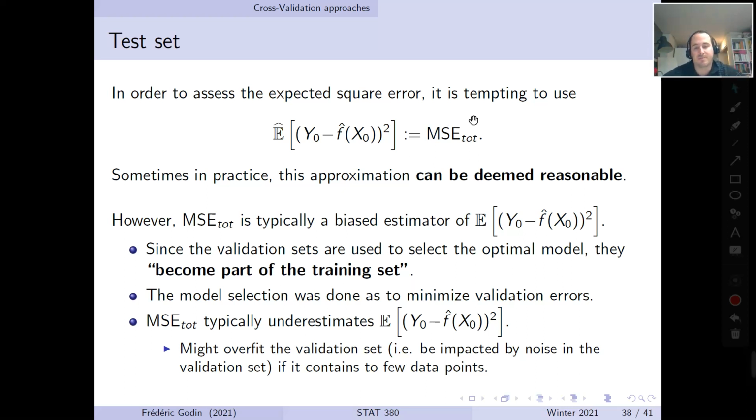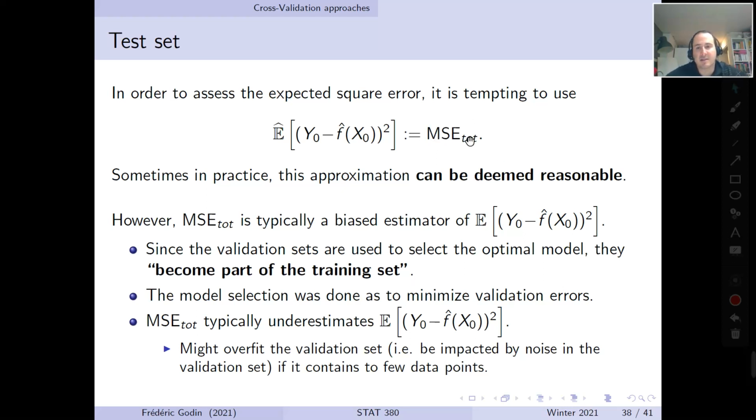In practice, sometimes it's deemed reasonable, but it's not 100% theoretically correct, because MSE total is typically a biased estimator of the expected square error. And by biased, I mean it undershoots the mean square error. Okay, so I've written biased, but maybe I should have written downward biased, because on average this should be a bit smaller than the true mean square error for new observations. So why is that the case?